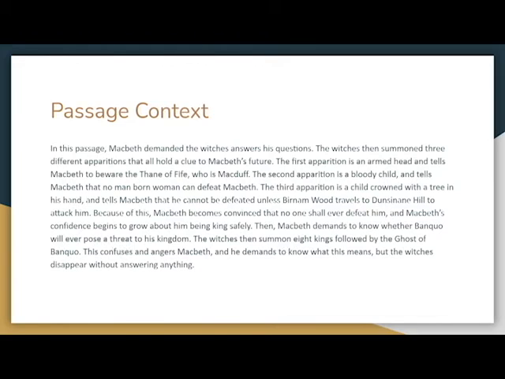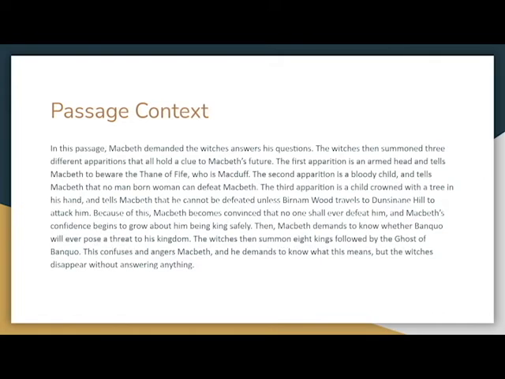Because of this, Macbeth becomes convinced that no one shall ever defeat him, and Macbeth's confidence grows about him being king safely. Then Macbeth demands to know whether Banquo will ever pose a threat to his kingdom. The witches then summon eight different kings, followed by the ghost of Banquo. This confuses and angers Macbeth, and he demands to know what this means. But the witches disappear without saying anything.